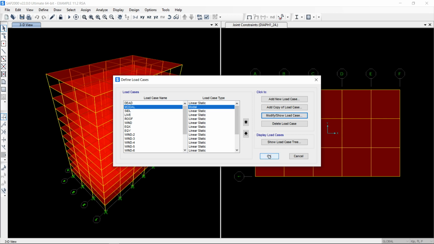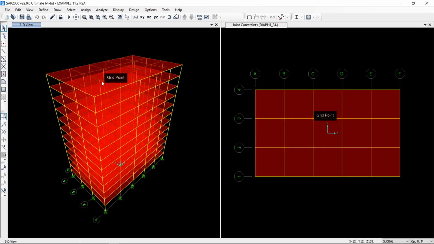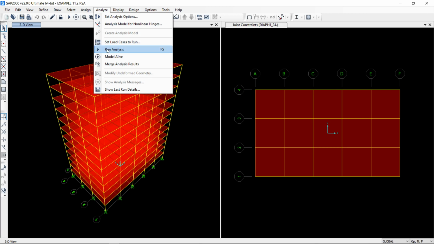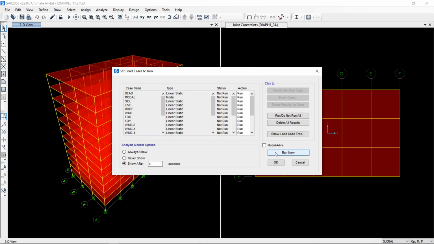So hopefully when we run this model, there will be 50 mode shapes, and the modal participation factor should be more than 90%. So let us have an initial run without the response spectrum function definition. We just want to know the modal participation factor. So let's have an initial run.